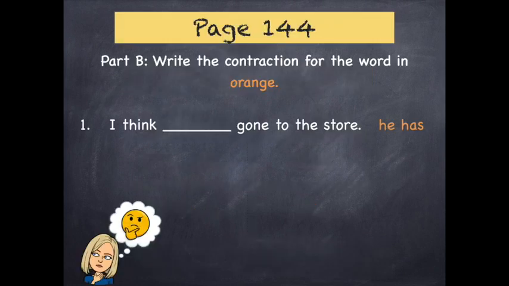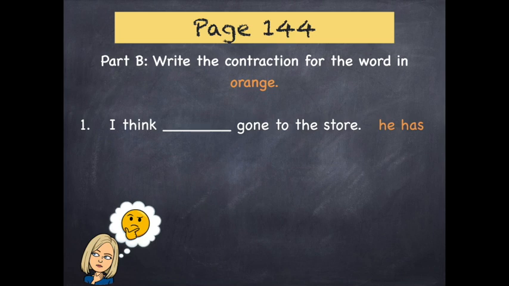The second part on page 144 looks a little bit different. Let's check it out. It tells us to write the contraction for the words in orange. Okay, so I get two words in orange and I need to make a contraction out of them. I think blank gone to the store. So the two words in orange are he has. Well, I know that I could put those in that sentence. I think he has gone to the store.